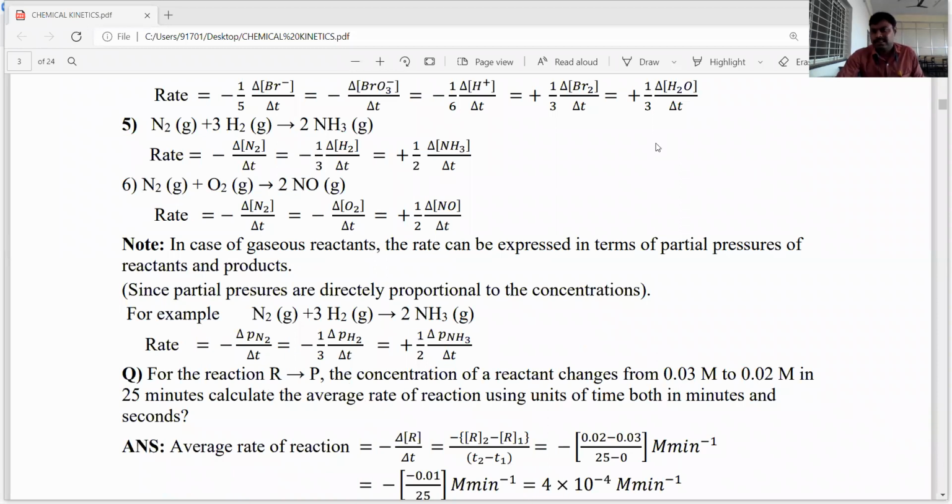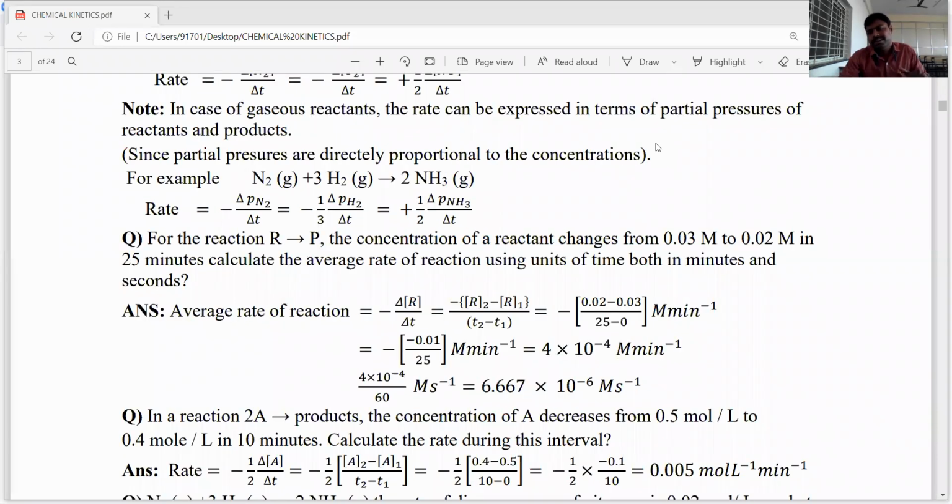Okay, now these are the important examples. In case gaseous reactants are present and the pressure is given instead of concentration, how do we express the average rate? We know very well, dear students, as I said in the last class, when the pressure increases, the concentration automatically increases. According to the PV equals nRT equation, pressure is equal to n by V. Number of moles of solute divided by volume of the solution is nothing but concentration. So pressure is directly proportional to the concentration of reactants.